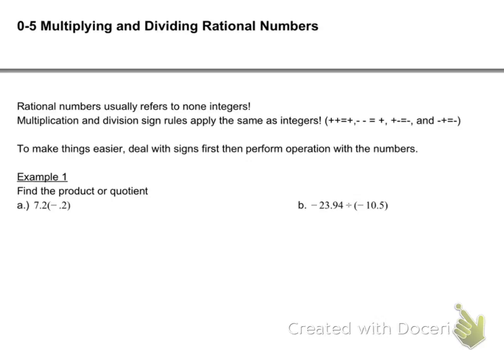So to make things easier for ourselves, and I have that written down there, deal with the signs first so you can perform the operations with all the positive numbers. So we can basically take the absolute values. We should know that if it's two negatives being multiplied together, the negatives will cancel. I just have to deal with a positive number because it will be a positive number. That's what I'm trying to get at. So it says find the product or the quotient. First one's the product, second one's the quotient because it's division.